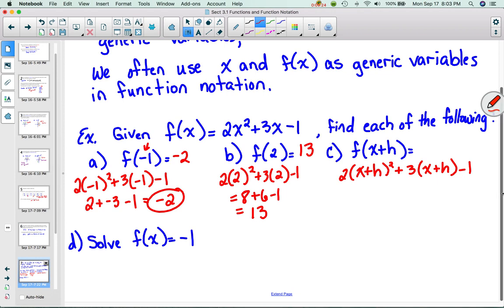Now this one requires a little bit more effort, a little bit more algebra. You're going to have to multiply this out. You can FOIL it or put it in a box. When you do that, you'll get x squared plus 2xh plus h squared. Distribute the 3. And now I'm going to distribute this 2.